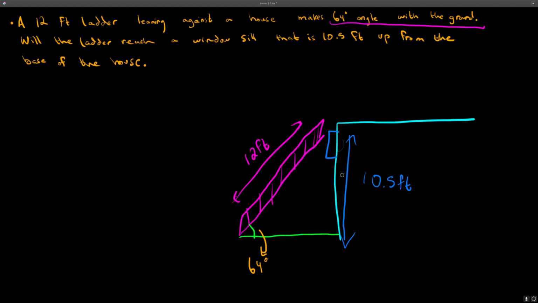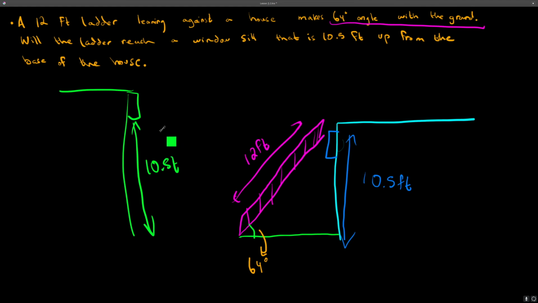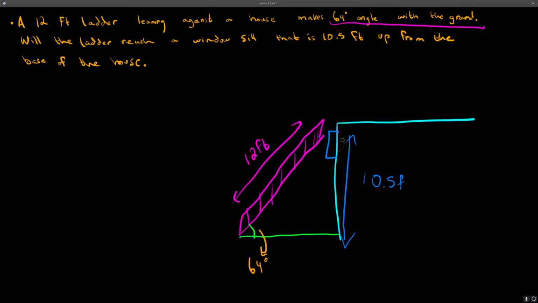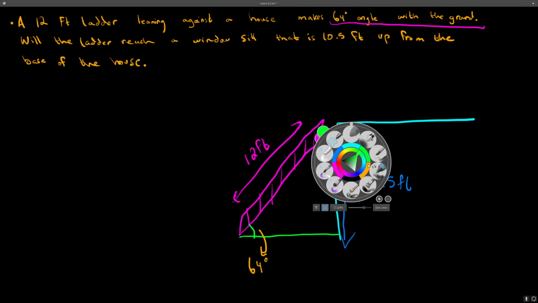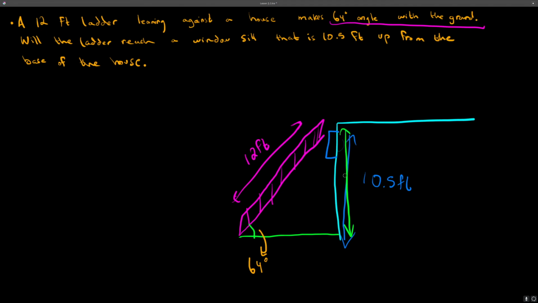So here we have another value of x, which tells us if the ladder will be tall enough to reach the window or not. So don't be mistaken. This 10.5 feet is for the window and not for the ladder. It tells us how far the window is from the base of the house, and it doesn't tell us how tall the ladder is. So to find that, we need to find this length. We want to know whether or not it's going to be tall enough.